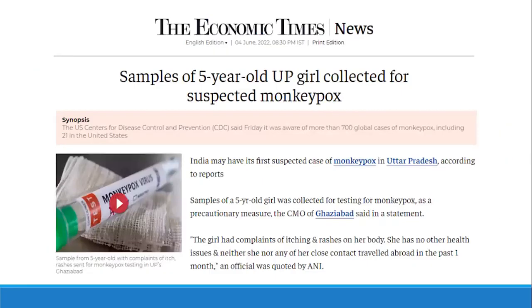Then there's an article in Economic Times. Sample of 5-year-old UP girl collected for suspected monkeypox. The girl had complaints of itching and rashes on her body. She has no other health issues, and neither she nor any of her close contacts traveled abroad in the past 1 month. So 2 more samples were sent to the National Institute of Virology, Pune, one from Hyderabad, and one from Goa. All the three samples tested negative for monkeypox disease.